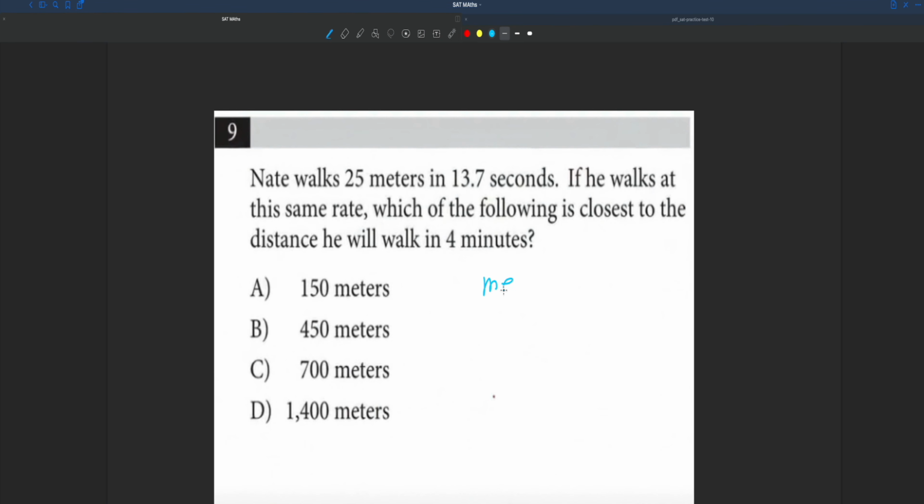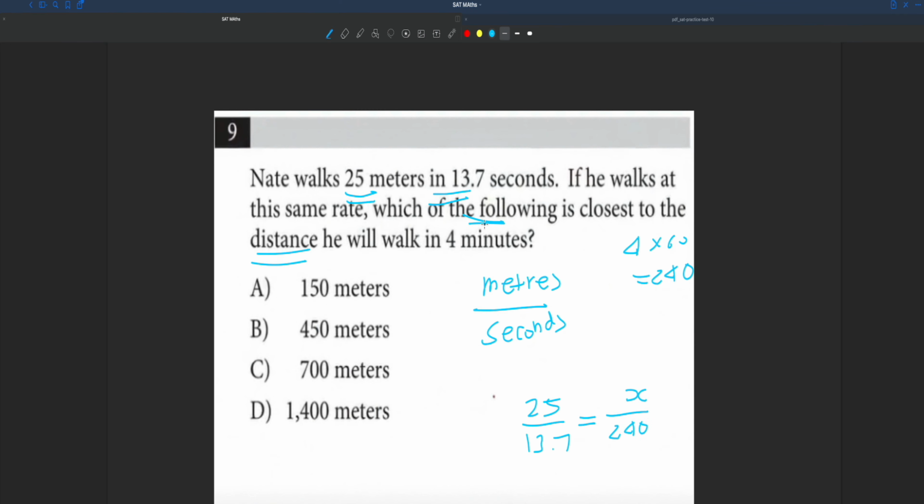So let's put meters and seconds. As he walks 25 meters in 13.7 seconds, we can convert this to 25 over 13.7. And this will equal, because we need to find the distance, which is meters, and how many meters he will walk in 4 minutes. So we have to first convert 4 minutes into seconds. We can do this by 4 times 60, which will give us 240. So we can write this as x over 240.